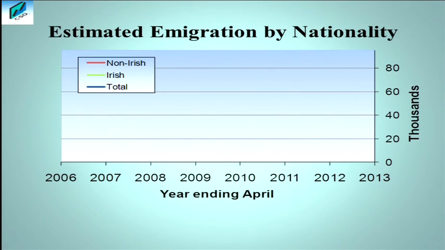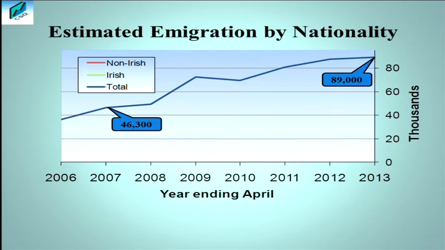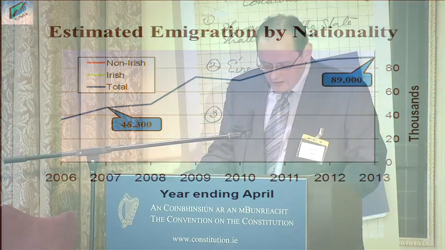Moving on to emigration, this slide shows that emigration from Ireland in the 12 months to April 2013 is estimated to have reached 89,000, an increase of 1,900 or just over 2% on the 87,100 recorded in the year to April 2012, and almost double the estimated 46,300 in 2007.